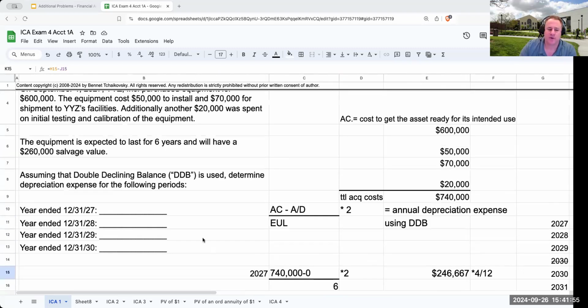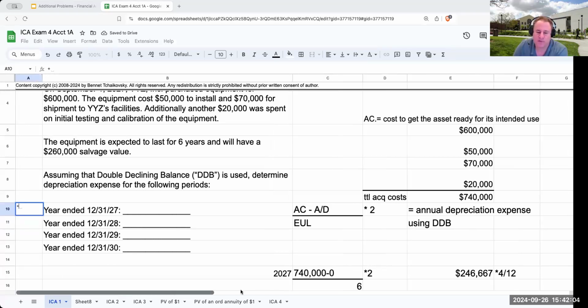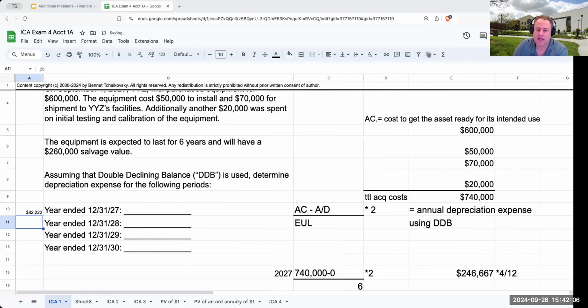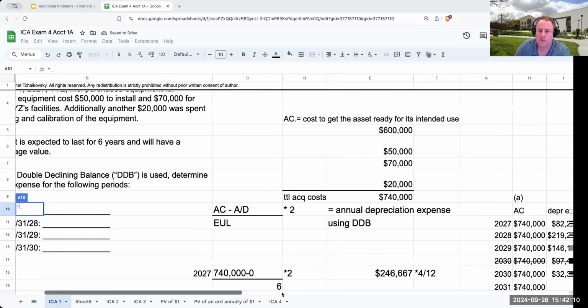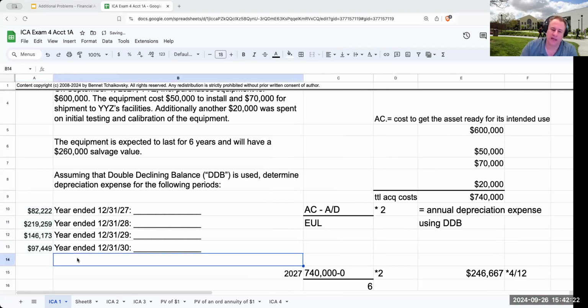So the answer over here for these questions is going to be 12/31/27. The amount that I would take is 82,222. Go to the right one. Then I'm going to have 219,259, and then I'm going to have 146,173.